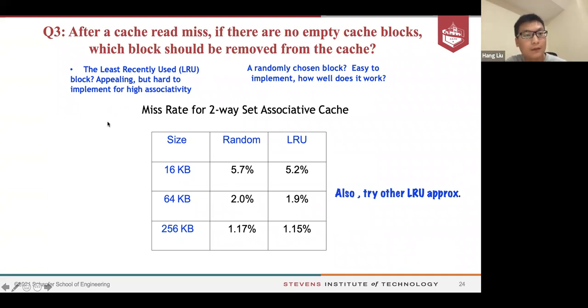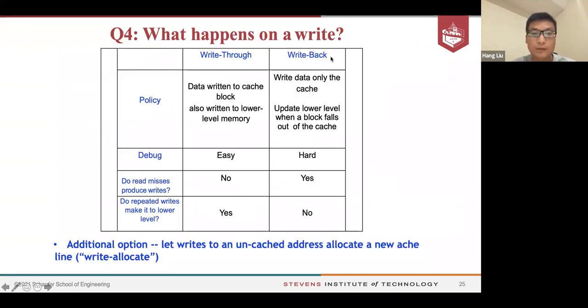So as we said already, least recently used is appealing, but it's very hard to implement. A randomly chosen block is easy to implement, but it doesn't work very well. So people also try least recently used approximation, which can be an extended topic. You can search online or come to me. I can send you some documents about that. So we talked a lot about read.